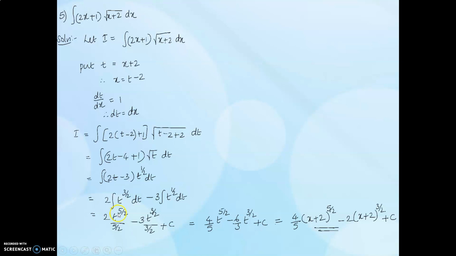So 2 t raised to 5 by 2 upon 5 by 2 minus 3 t raised to 3 by 2 upon 3 by 2 plus c. Now here the constant and the denominator is in the fraction format. If I am taking reciprocal, 2 into 2 is 4 upon 5 you will get. So 4 upon 5 t raised to 5 by 2 minus 6 upon 3 t raised to 3 by 2 plus c, that's equal to 4 upon 5, resubstituting the value of t, (x plus 2) whole raised to 5 by 2, and this will become minus 2 (x plus 2) raised to 3 by 2 plus c is the answer for this question.